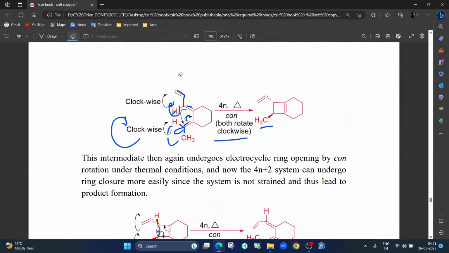Please look into it. Think about it. Once you understand, then only you move ahead. Okay. I have rotated both of them 90 degrees. So H comes front like that. Okay. And similarly here also I have rotated like that.